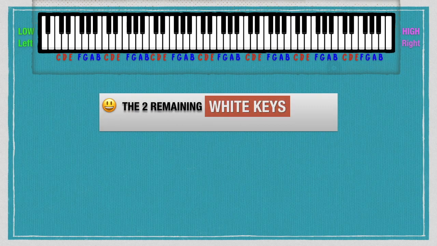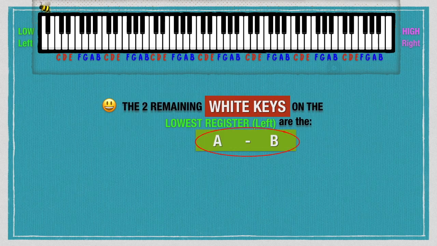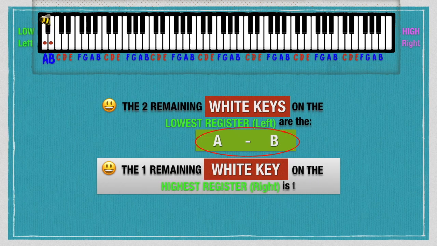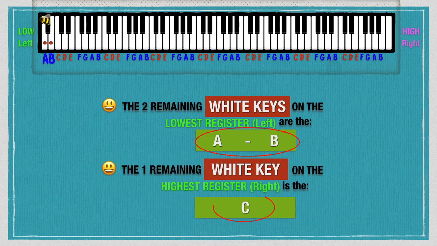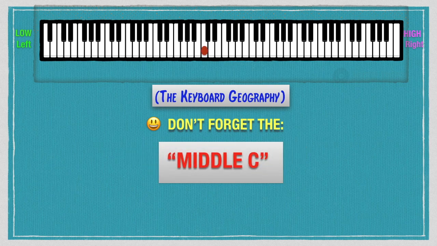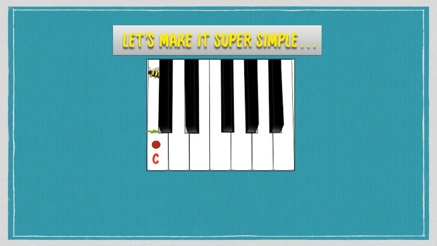The two remaining white keys on the lowest register to the left are the A and the B. The one remaining white key on the highest register to the right is the C. In studying the keyboard geography, don't forget the middle C. Let's make it super simple. Those are the C, D, E, F, G, A, and B.